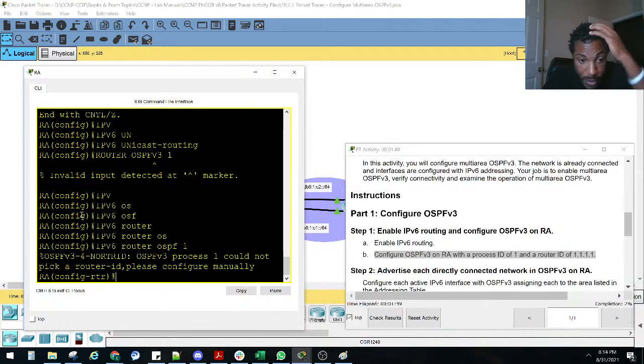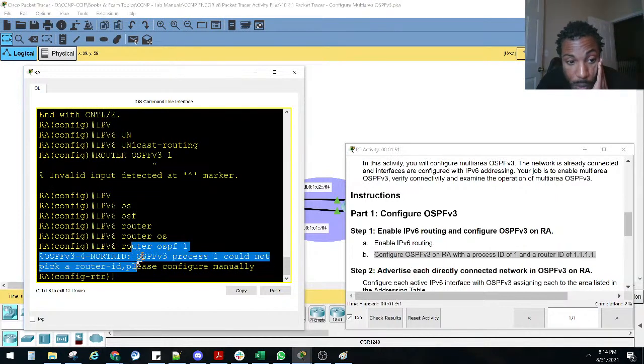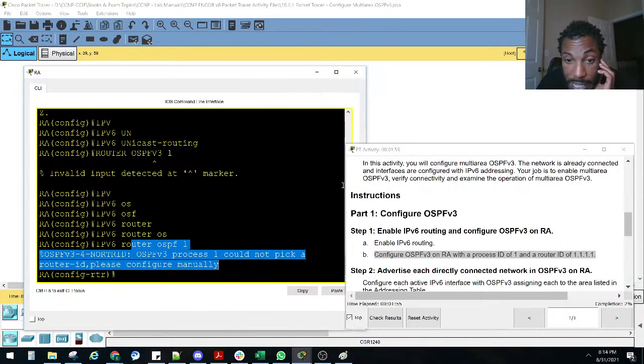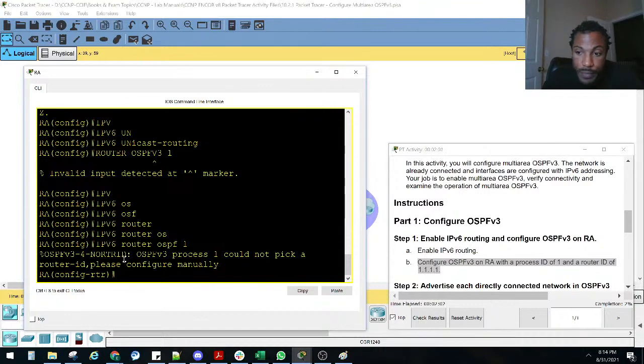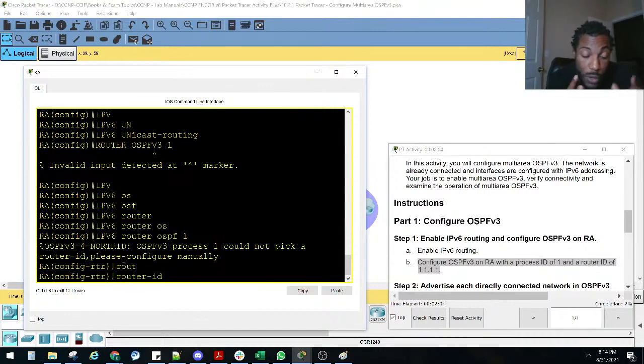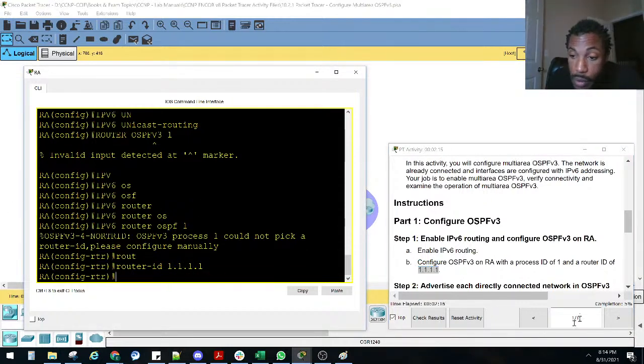We're going to get this error: process ID 1 could not pick a router ID, please configure manually. We didn't put a router ID yet, so that's why we got this error. So we configure the router ID in router config mode, using 1.1.1.1. It's really similar to the lab we did yesterday, but now we're working with multiple areas as opposed to a single area. Notice we're at 5% complete.